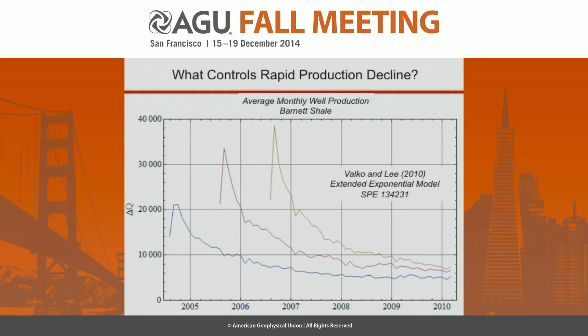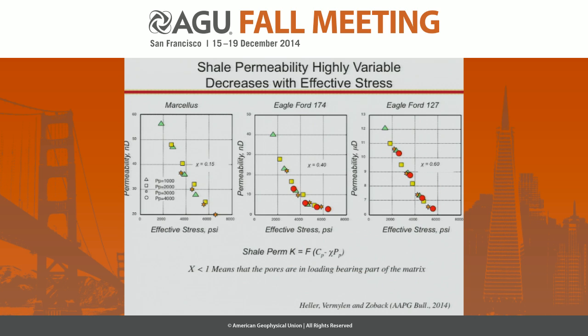Why does the production decline so fast? Well, one reason is that the permeability is sensitive to effective stress. Here we show three samples, one Marcellus and two different Eagle Ford samples, and as a function of effective stress, the permeability is dropping by about a factor of 2 or 3 as you go from effective stresses relevant to the undepleted case to a fairly well-depleted reservoir. So that's clearly something to take into account.